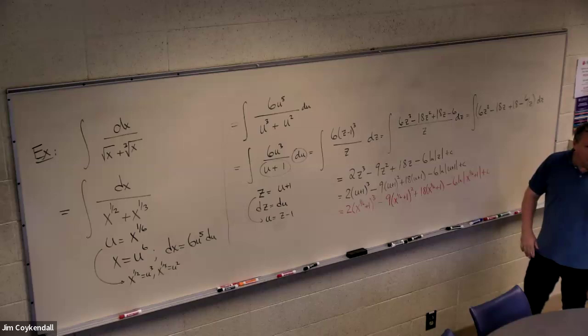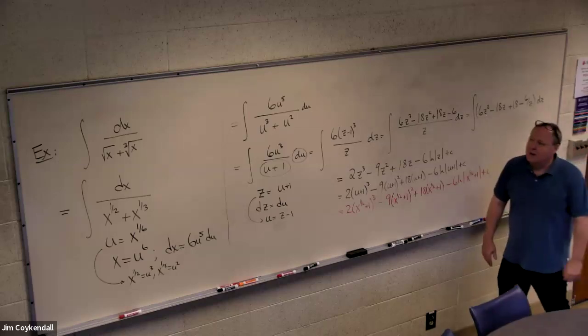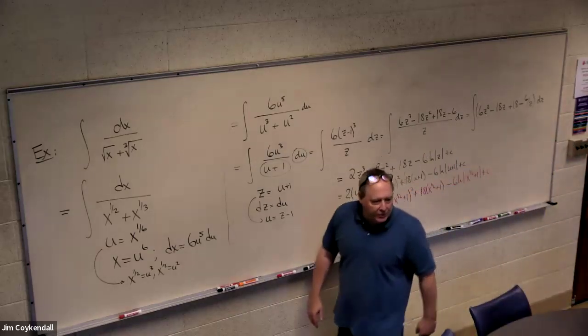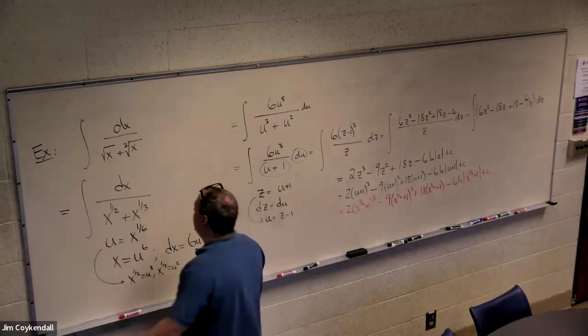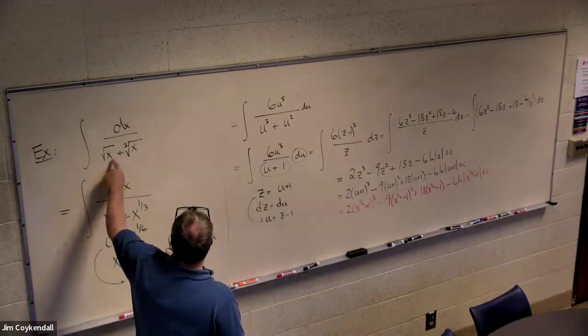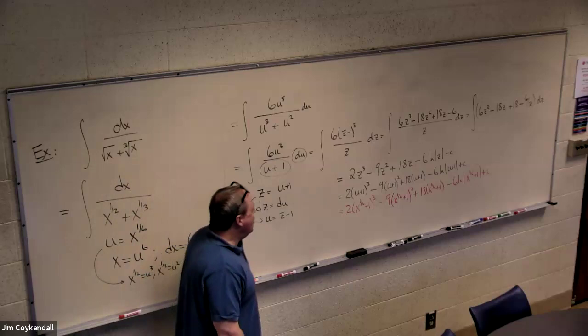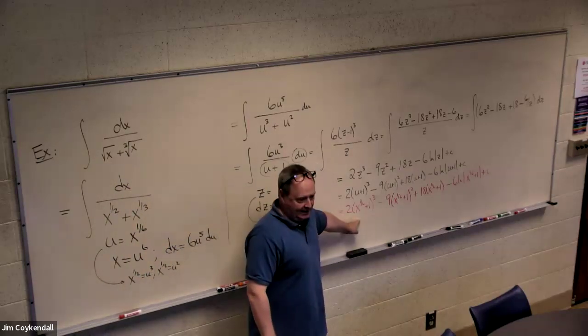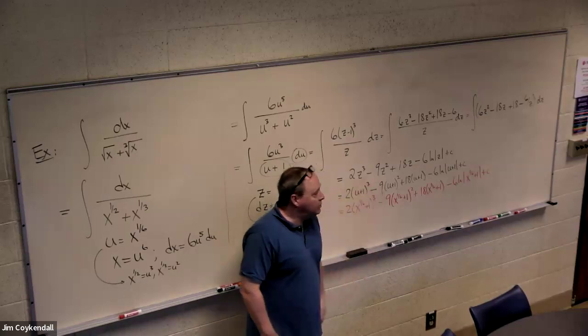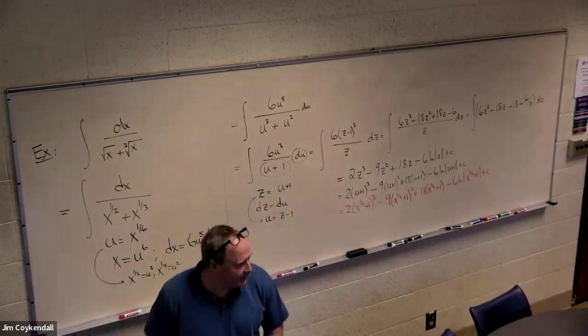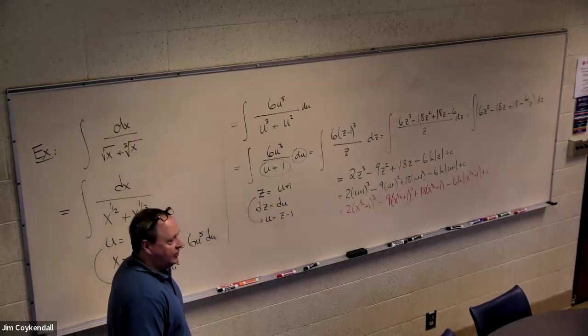And number two, this should really illustrate the power of u substitution. Because if I walked up to you and said, what is the antiderivative of 1 over the square root of x plus the cube root of x, who is going to guess that? Right? Look at that mess that we were able to come up with using two u substitutions. Okay, any questions on this?